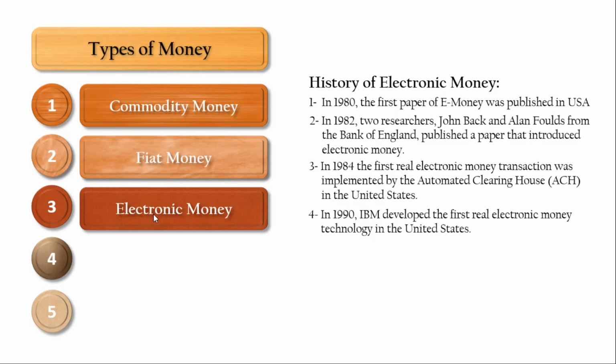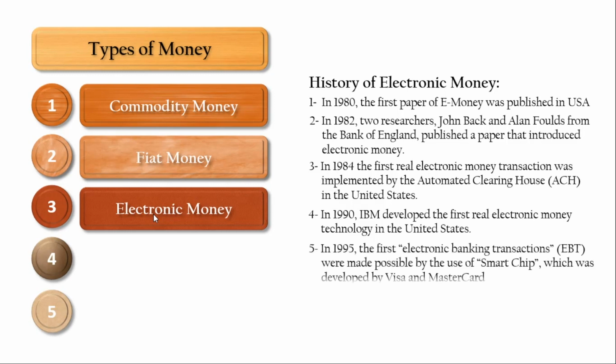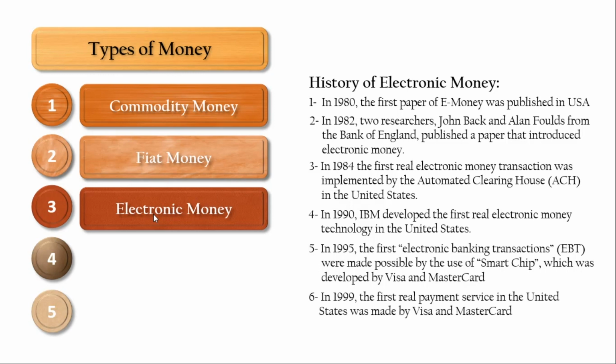These ICAS transactions were made possible by using the smart cards developed by IBM. In 1995, the first electronic banking transactions, EBT, were made possible by the use of the so-called smart chip, which was developed by Visa and MasterCard. The first EBT in the United States was implemented using the Visa chips. In 1999, the first real payment service in the United States was made by Visa and MasterCard and is implemented by the so-called electronic fund transfers, EFT.